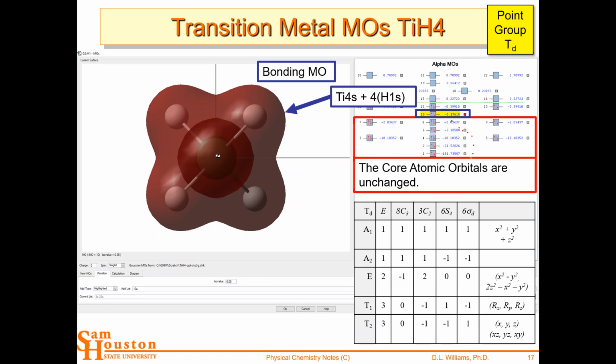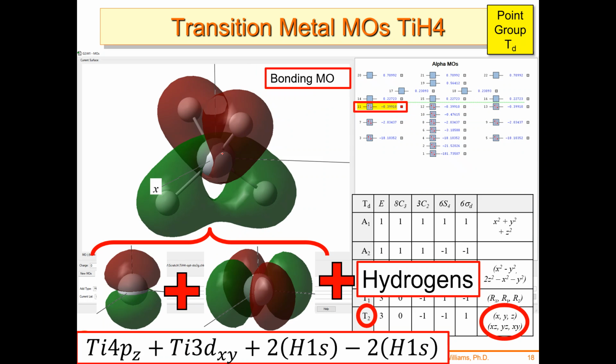The core atomic orbitals are unchanged, so you've already seen those. Let's go into the valence region and look at that. Here's the titanium 4s and the 4 hydrogen 1s is bonding. In this case, I've twisted a little bit. Now the x-axis is coming out to us, the y is to the right, and the z is to the top. And I'm looking at this orbital, and I'm thinking, what the heck is this? That doesn't look like anything that I've seen before. I had to stare at it a while, and then I realized what was going on.